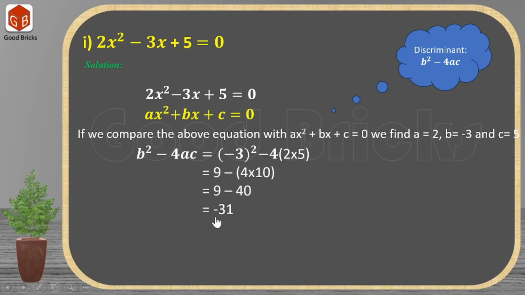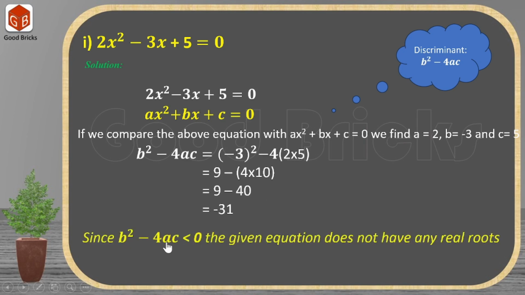Finally, we got minus 31 as the value of the discriminant. Hence we can say this b square minus 4ac is less than 0. This particular equation does not have any real roots. This is how we can tell the nature of the roots using the discriminant formula.